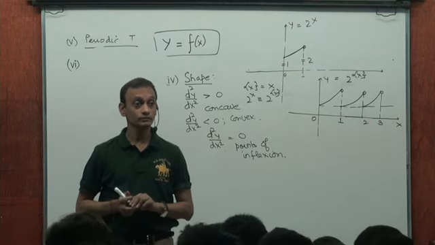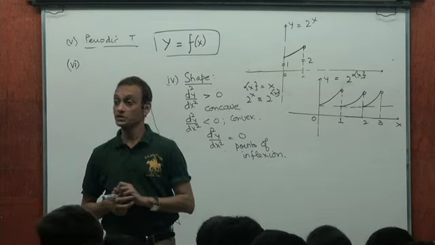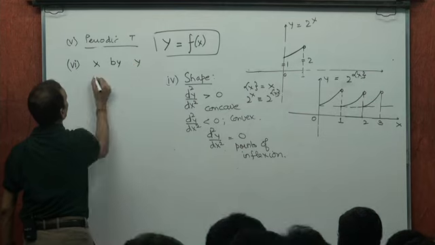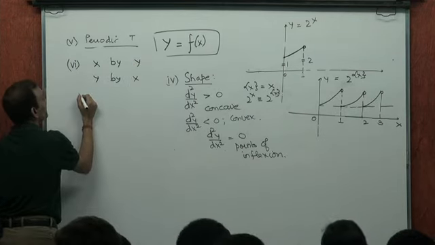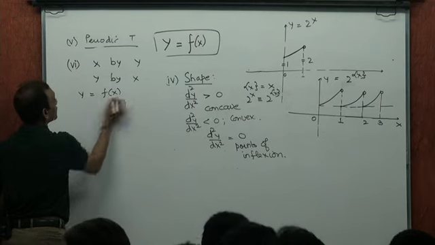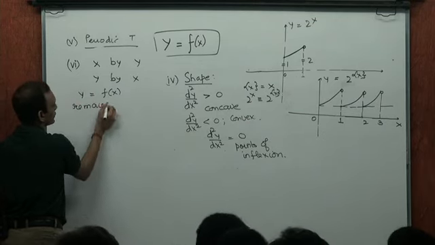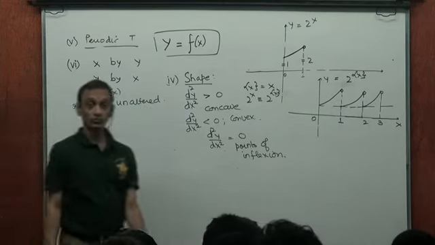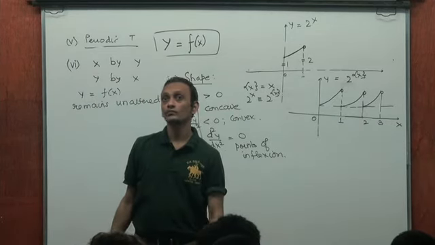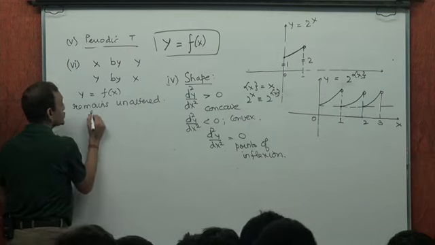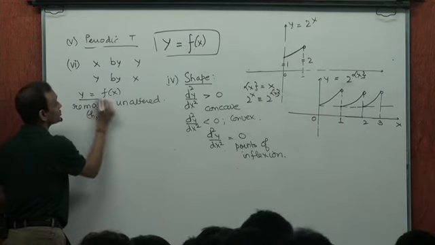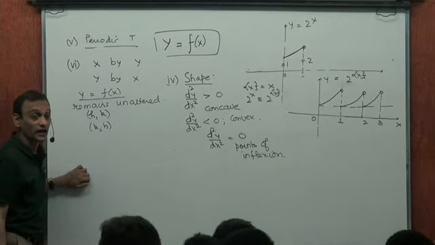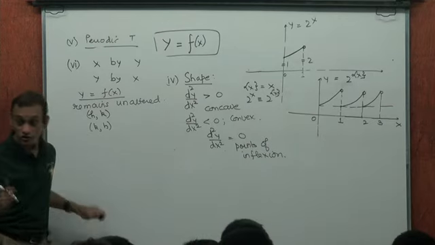If you find, in a given function, that if you replace x by y and y by x, the function y equal to f(x) remains unaltered, then realize that if (h, k) lies on this, then (k, h) will also lie on the graph of the function. Yes or no?